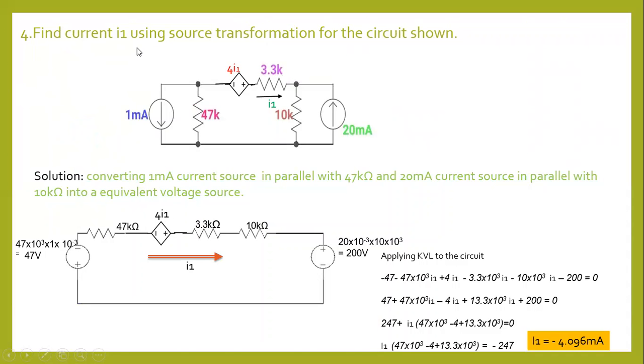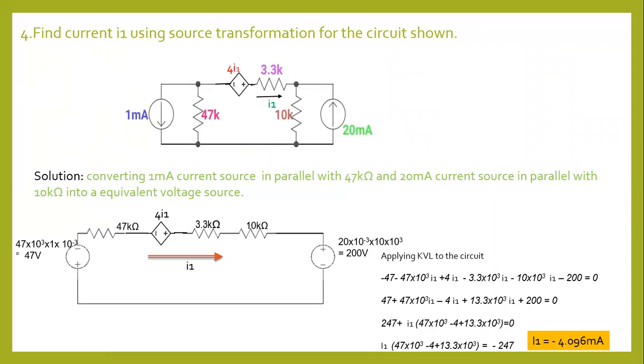Here you can see: find the current I1 using source transformation for the circuit shown. You have to find the current I1 which is there in this dependent source. The dependent source is represented in a rhombus shape. It is just a simple circuit, but once you see dependent sources, it just looks complicated.